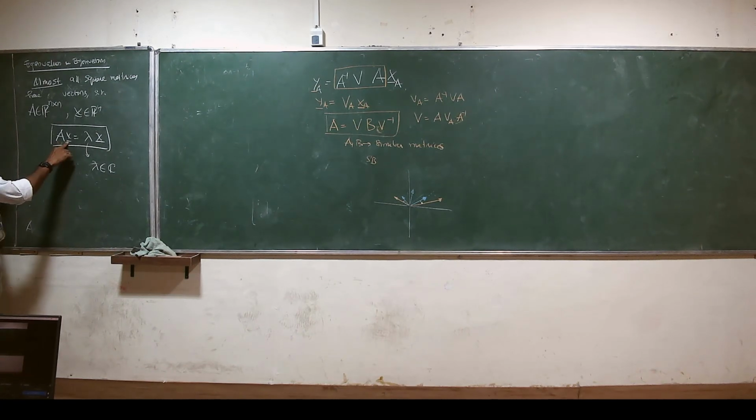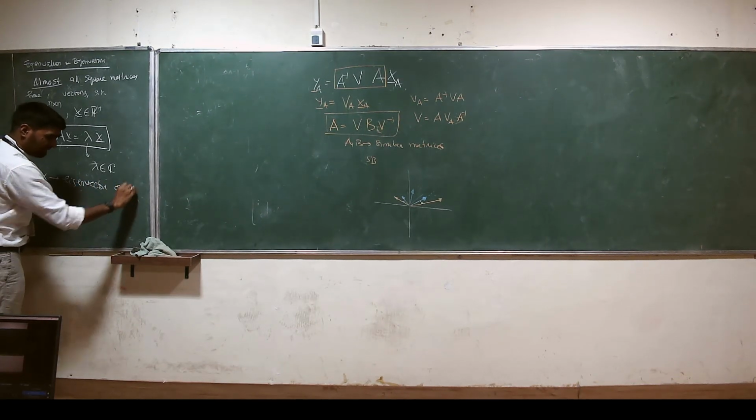That means there are these vectors x such that if you multiply x by A, the resulting vector is simply a scaled version of the original vector. There is no rotation that takes place. And any vector that satisfies this is called an eigenvector.